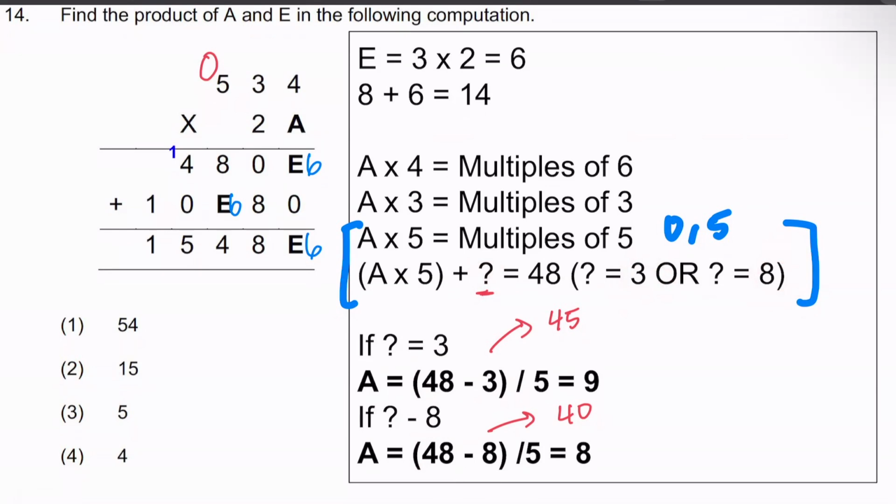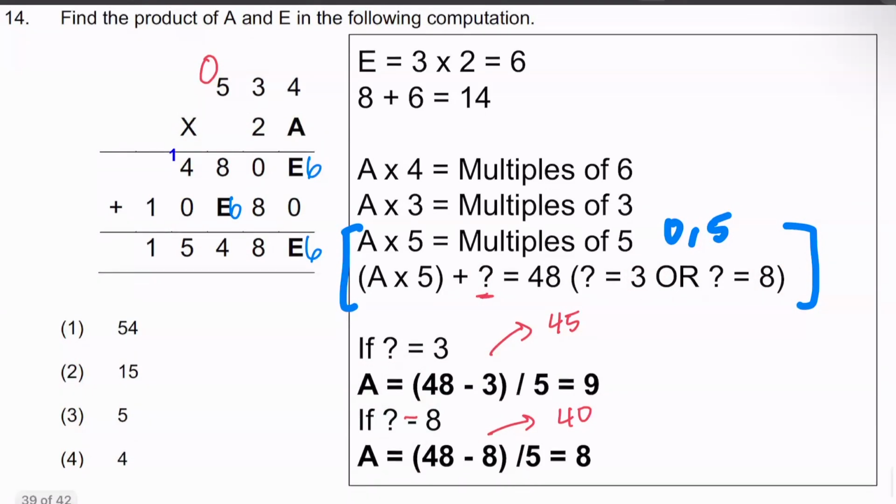So let's say this question mark here is 3. So A is equal to, we work backwards, right? 48 minus 3 divided by 5, you get 9. If the question mark here is 8, we work backwards. A equals 48 minus 8 divided by 5, you get 8. So now you have two choices. Is A 9 or is A equal to 8?